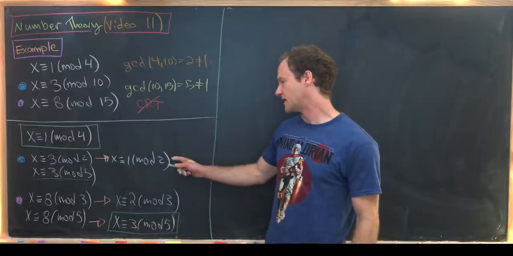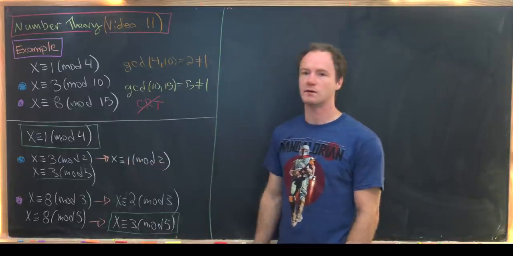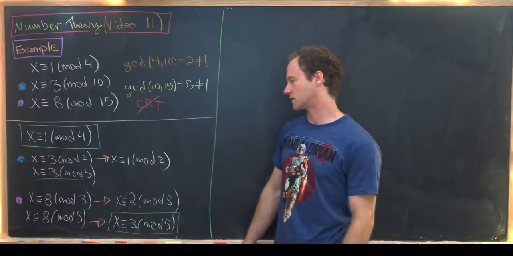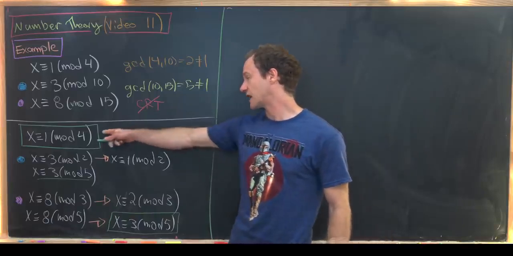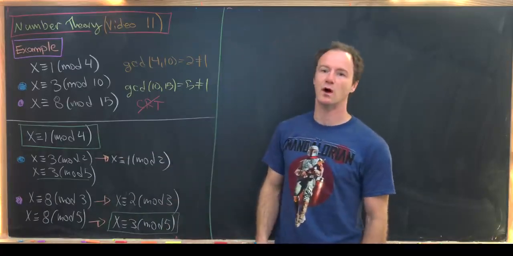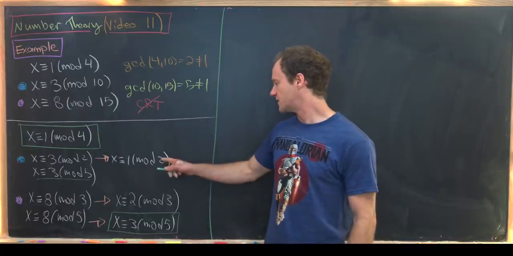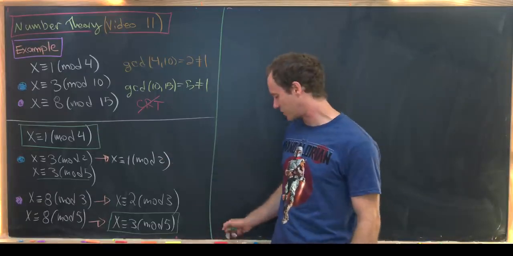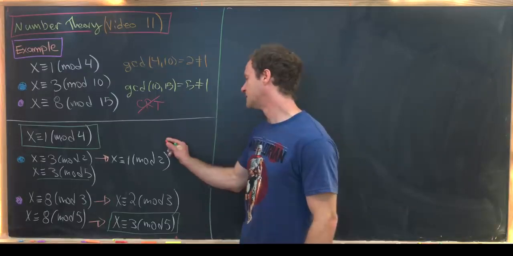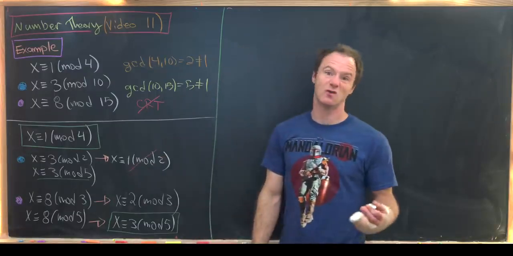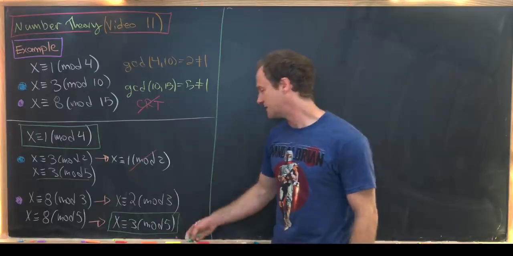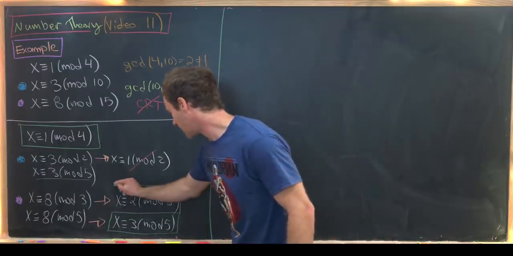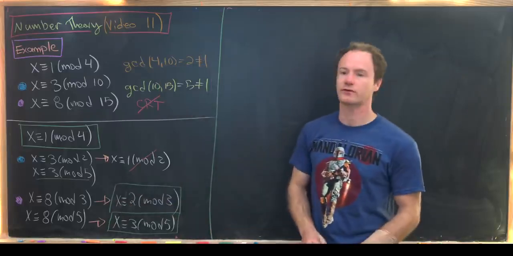Now let's look at this right here. This says that x is congruent to 1 mod 2. In other words, it's an odd number. But let's notice that odd numbers are special cases of numbers that are congruent to 1 mod 4. So this guy right here does not actually provide any more information. So that means we don't need it in order to finally solve our system of congruences, which means we're left with this guy right here, x being congruent to 2 mod 3.